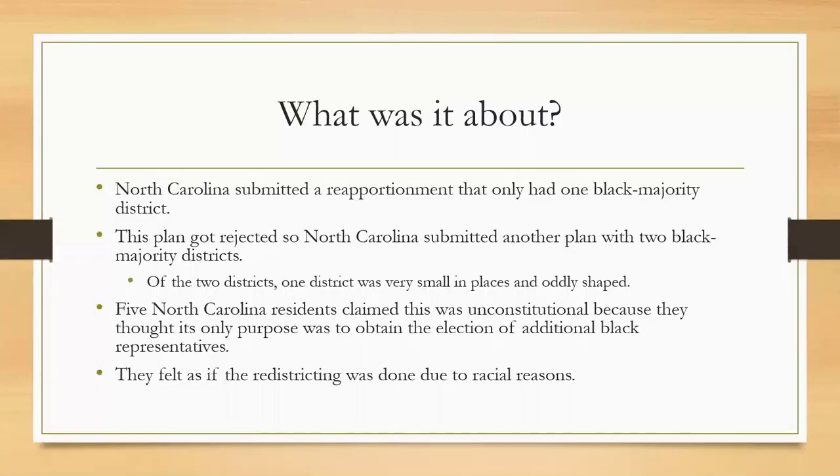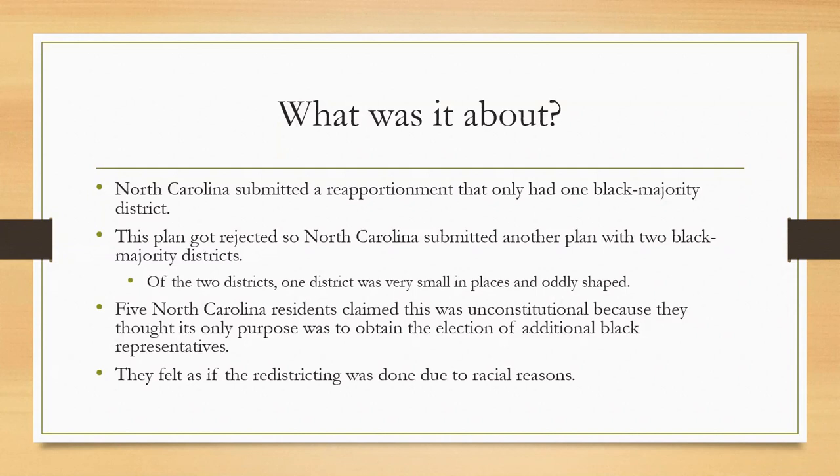So in this one, North Carolina had tried to redistrict, and this time they wanted to do it in a way that they had only one black majority district. The plan got rejected, so North Carolina submitted another plan with two black majority districts. Of the two districts, one was very small in places, and it was oddly shaped, traditional gerrymandering stuff.